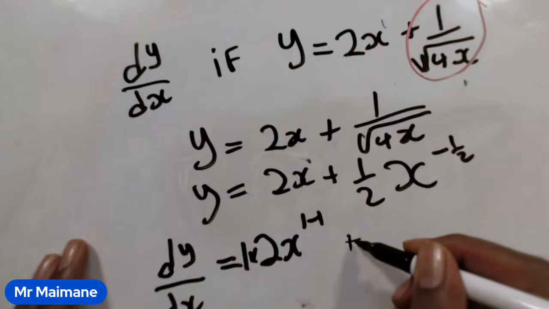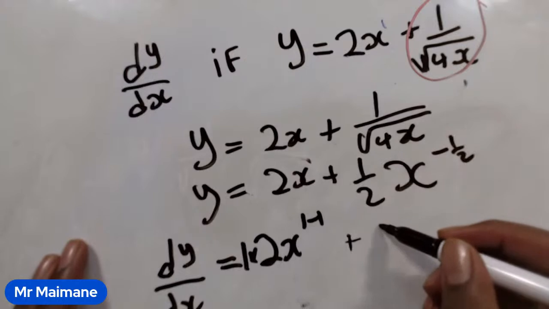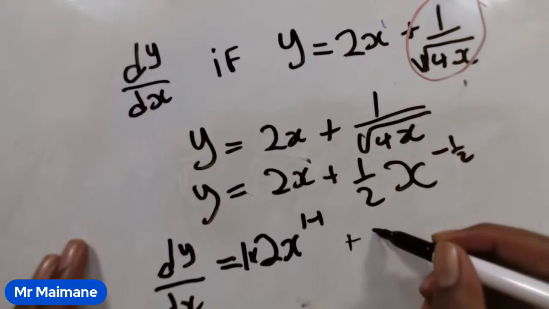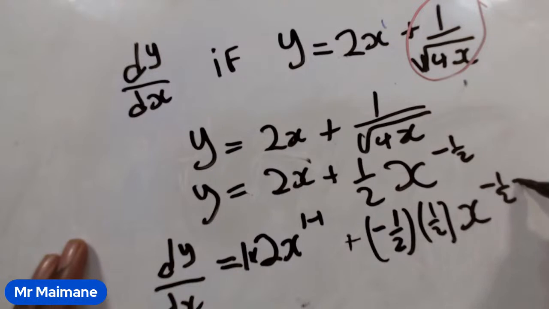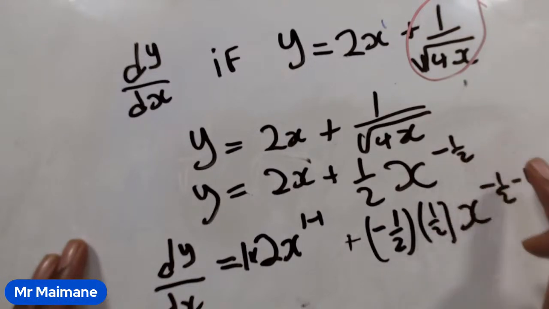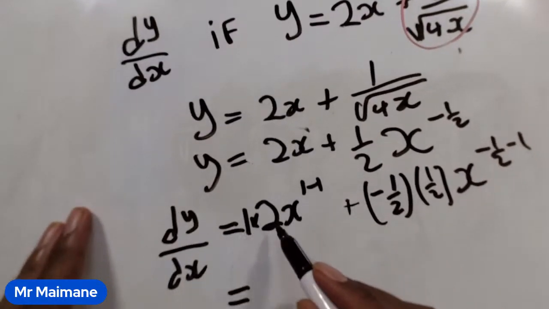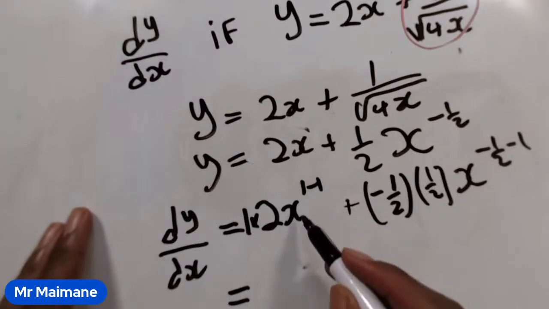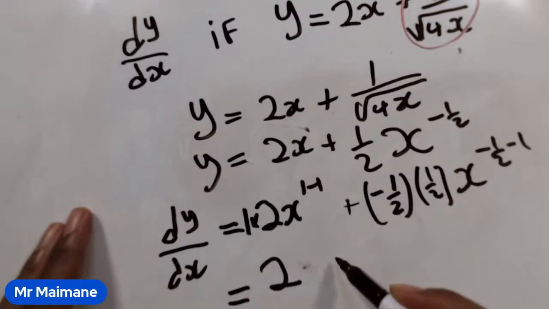I would say plus, but look at this. I'm going to bring the minus half to the front. So it's going to be minus 1 over 2 multiplied by this 1 over 2, x to the exponent minus 1 over 2 minus 1. You get it? Minus 1 over 2 minus 1. Therefore, this is going to be 1 times 2 is 2. 1 minus 1 is 0. x to the exponent 0 will be 1, because anything to the exponent 0 is 1. So this is just going to be 2.